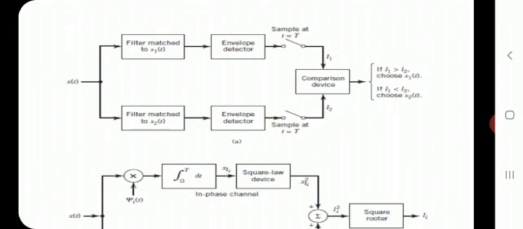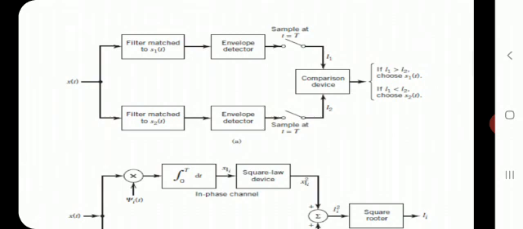The first two account for the degrees of freedom associated with the upper path, and the latter two account for the degrees of freedom associated with the lower path of this figure: filter matched to S2 and filter matched to S1, and envelope detector 1 and envelope detector 2. Because we don't know the phase of the received signal, we assume these things.